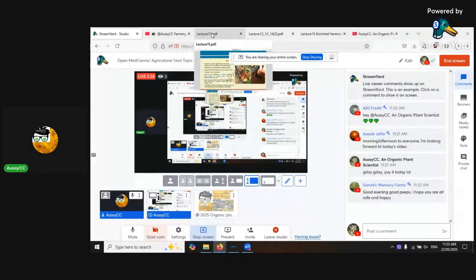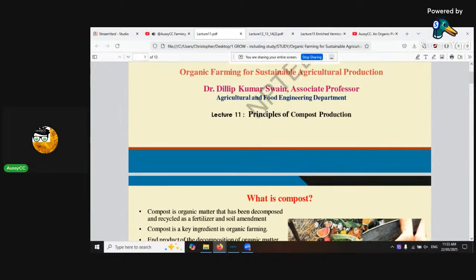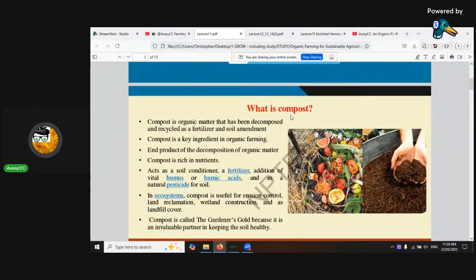Now lecture 11, because we did lecture 10. What's compost? So this is on this course, Organic Farming for Sustainable Agricultural Production. I study in India at different universities there, and it's so bloomin' rad. They're really into organics because of their massive population, highest in the world. They've got to do something. So they're trying to fix up the lands, and I love the literature.